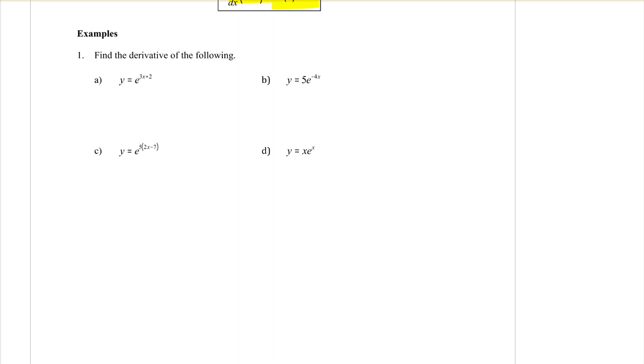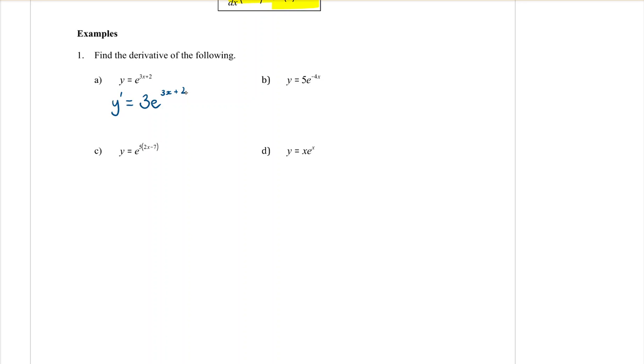1a. Find the derivative of y equals e to the power of 3x plus 2. Okay, so we have a power that's not just an x. So we take the derivative of the power. The derivative is 3. So don't forget your notation. Differentiating means that it's y dash, or you could use dy over dx if you prefer. The 3 comes down the front, and the exponential with the same power. And that's it. I've differentiated.